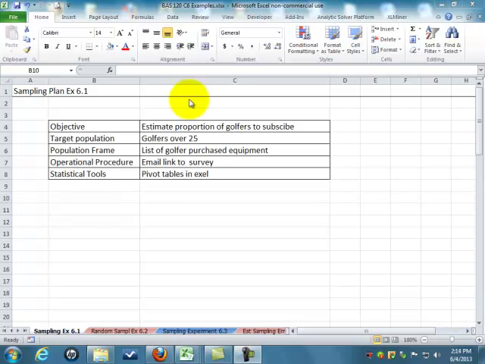So we're going to start with example 6.1, where it just gives us a sampling plan and some examples. The objective would be that we might want to estimate the proportion of golfers that subscribe. Then we'd do a target market. We might target golfers over 25. The population frame would be the list of golfers who purchased equipment. Our operational procedure might be that we're going to email people. Statistical tools might be pivot tables in Excel. All this is an example of a sampling plan.